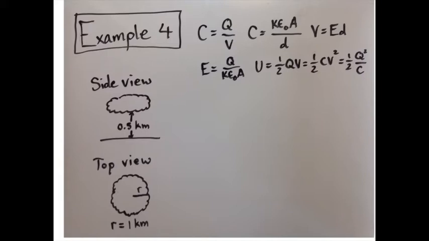So here is the basic setup of the problem. You've got a cloud, viewed from the side, it's 0.5 kilometers above the ground, and later on in the problem it says viewed from above, it's roughly circular and it's got a radius of 1 kilometer. I think it's always a good idea when you're setting up capacitor problems to have your list of equations ready to go. So there they all are, all of the equations that we could ever possibly need for capacitors. Alright, so let's get going.